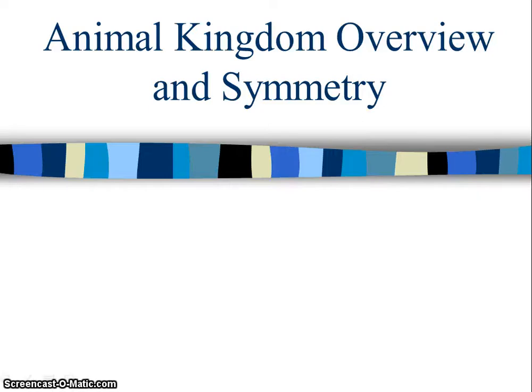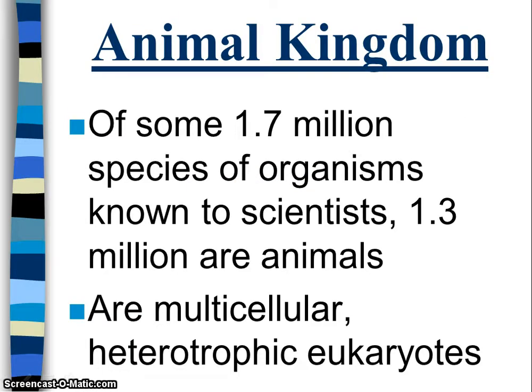Hello, today we're going to talk about the animal kingdom, and we're going to focus a little bit on symmetry and some other important definitions that are going to help us in learning the animal kingdom. Animals have evolved from the animal-like protists, and nearly 75% of all the species that exist are animals. So there's about 1.3 million species. Okay? They are all multicellular. They are heterotrophic. We ingest eukaryotes. We have a nucleus. Okay?